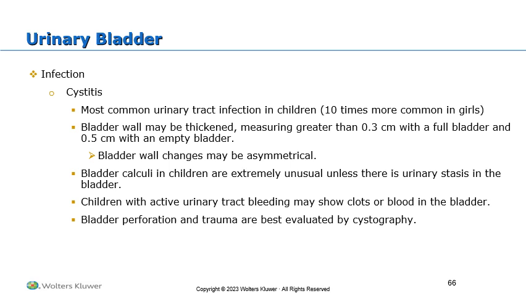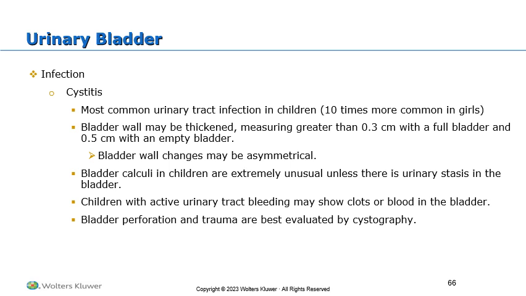With cystitis, if it's treated immediately, you may not see anything sonographically. If it's been longer lasting, the bladder wall may become thickened. That's because it's going to be edematous as the body tries to address that inflammation. Anything measuring greater than 0.3 centimeters with a full bladder would be considered a bladder thickening. Okay. Bladder wall changes can be asymmetrical, but remember, bladder thickening is never normal. An asymmetric bladder is never normal unless there's been surgery.